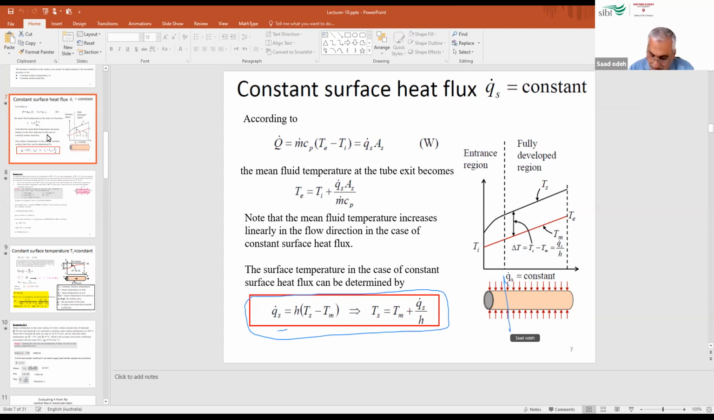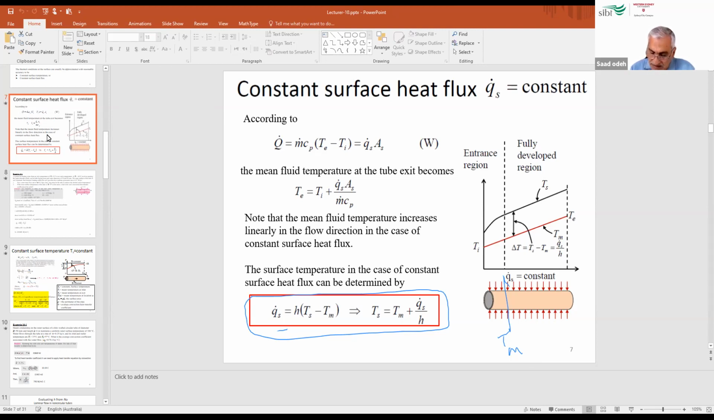So if I cut anywhere there, this is my Tm. If I know the Tm at a certain location in the pipe, I have the surface temperature given by Ts, and the constant heat flux is the same anywhere at the surface. So q dot s is the constant heat flux anywhere on the surface. So this is the equation that we need to use.